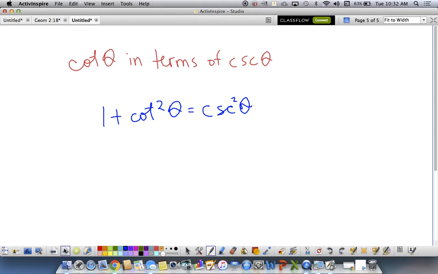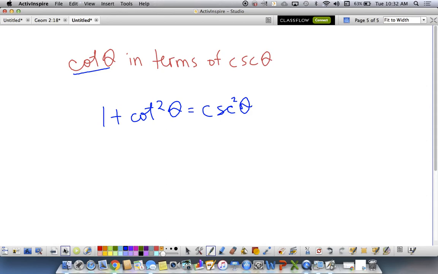So here, if we want cotangent theta in terms of cosecant, what do we want by itself? What are we solving for? Can you express cotangent theta in terms of cosecant theta? So can we solve cotangent theta equals? What's our first step we would do?